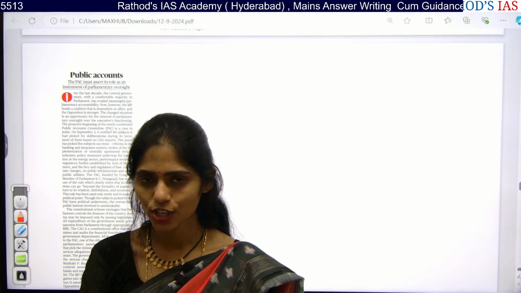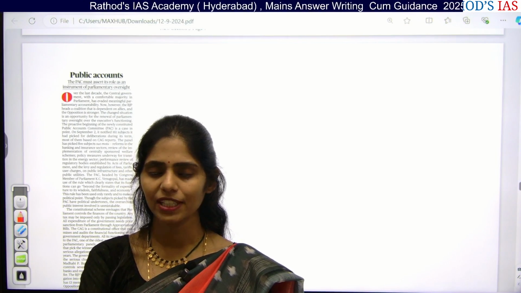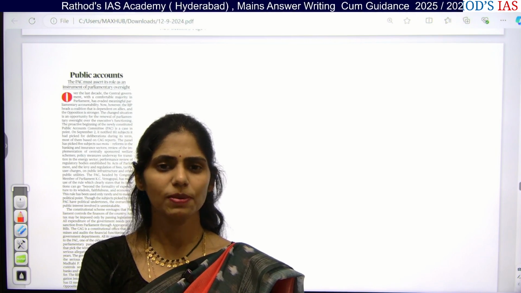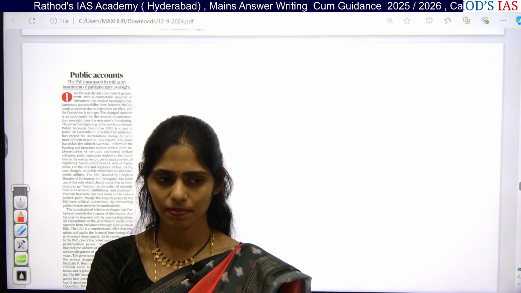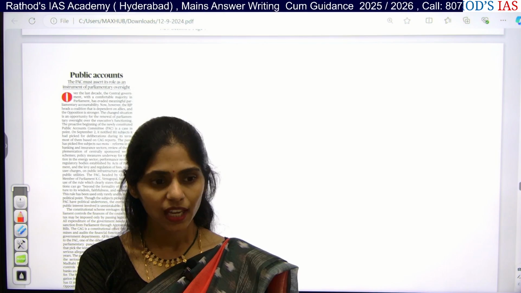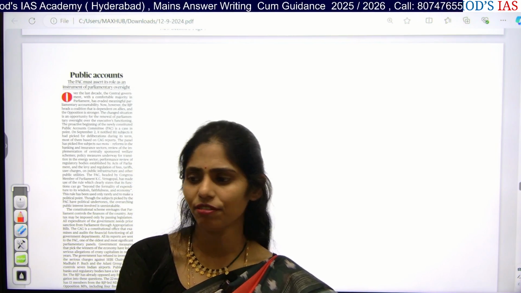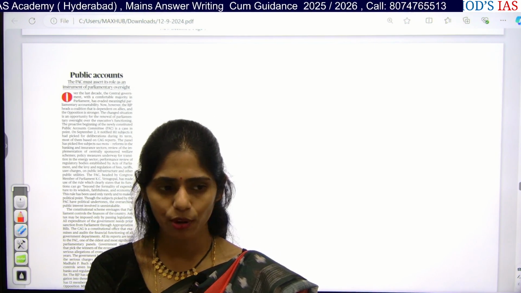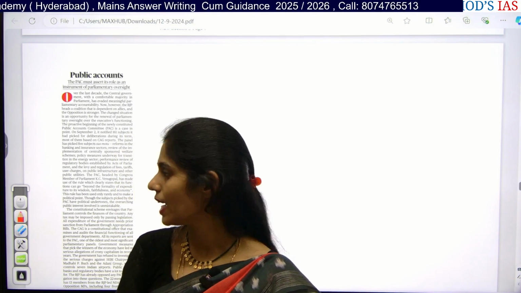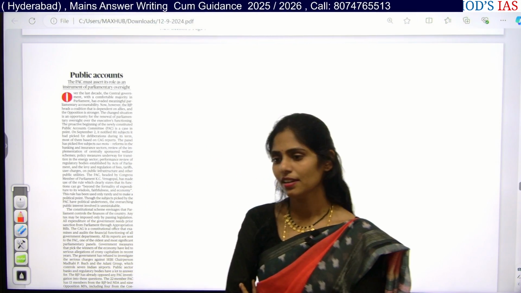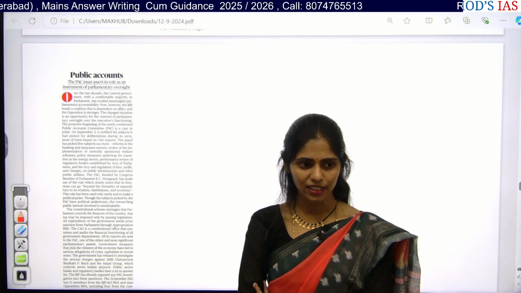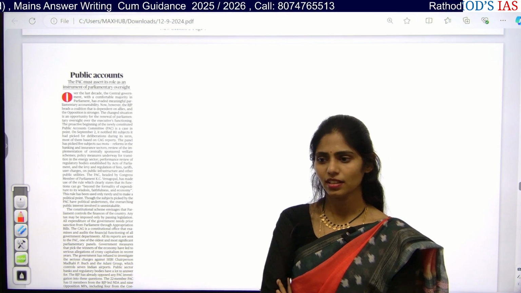Controller Auditor General, and PAC, Public Account Committee. So what is this Public Account Committee? Yeah, so government, if it wants any fund, it needs to pass this appropriation bill. Okay, so that appropriation bill will be cross-checked by this Public Account Committee as well as CAG.